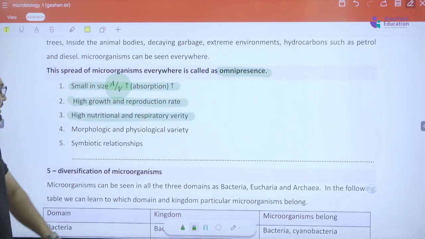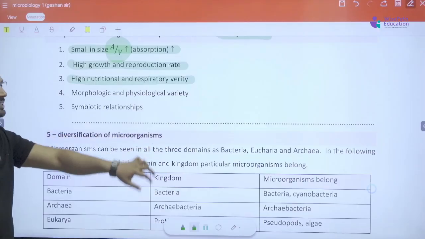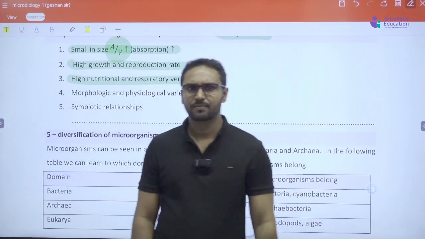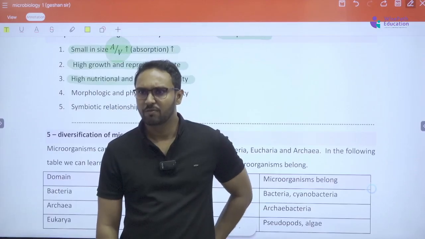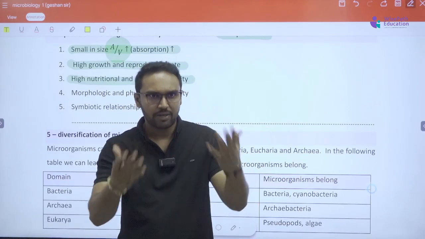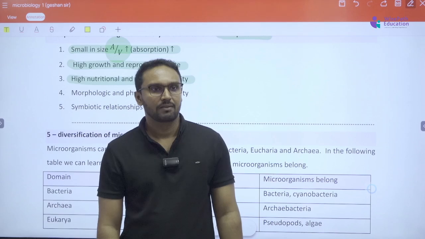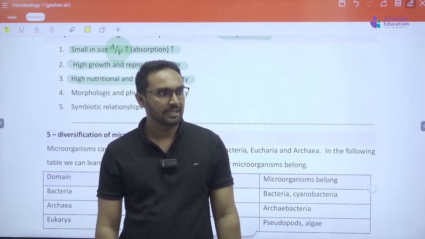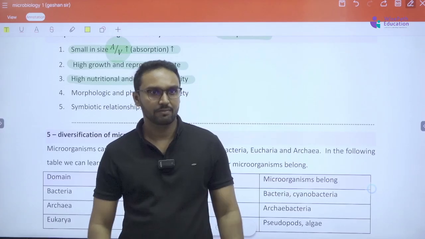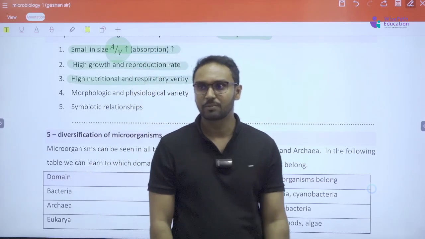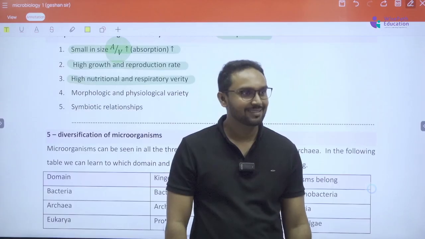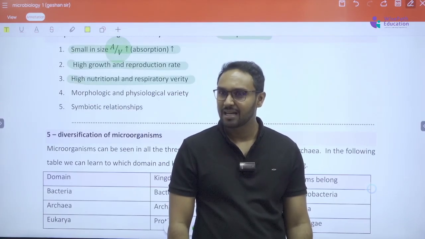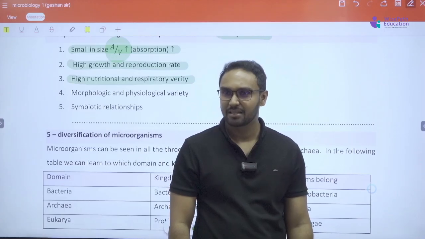So the next thing is morphological and physiological variety. So what is morphology? Morphological means the appearance, the outer appearance. Like, let's say an alien comes to the earth. What would they say about the morphology, or the outer appearance, of all humans? They would say all are alike, because they all are the same.